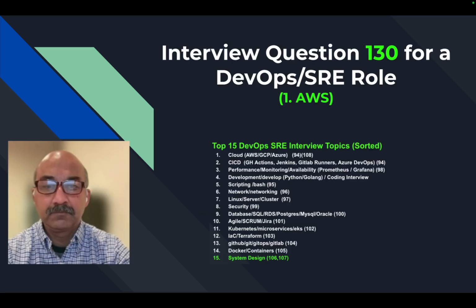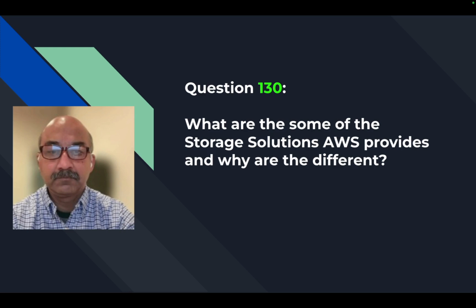So today's question has to do with cloud, in particular AWS. Even though it's AWS, it can be a generic question about cloud storage in general. So the question is, what are some of the storage solutions AWS provides, and why are they different?